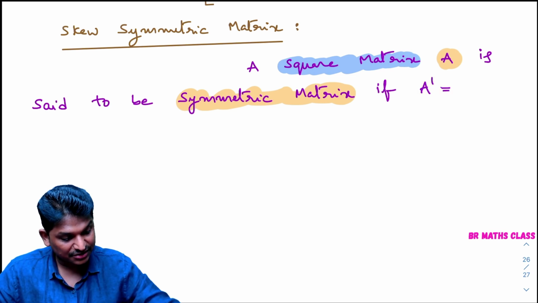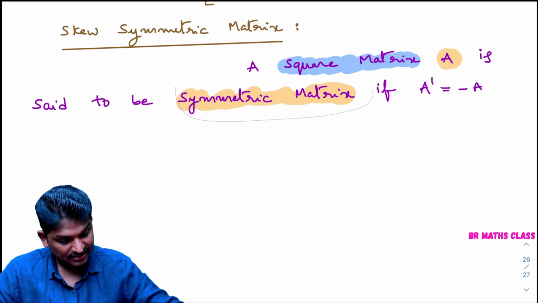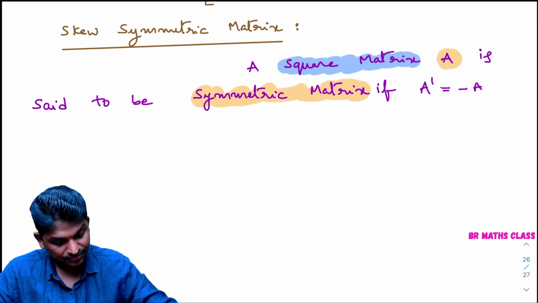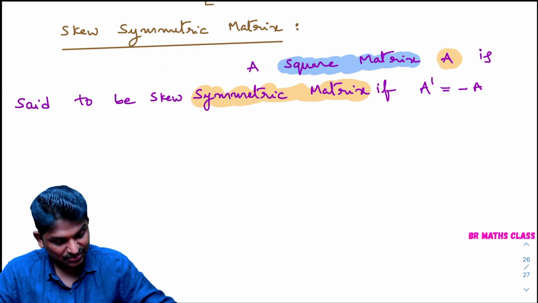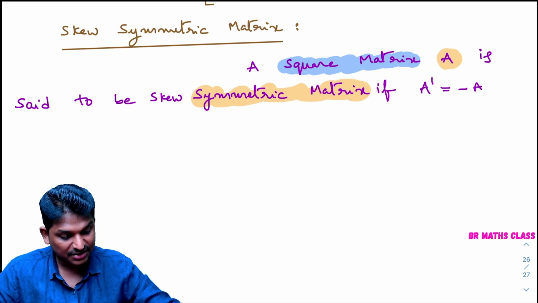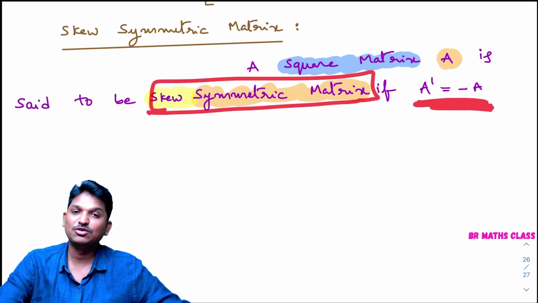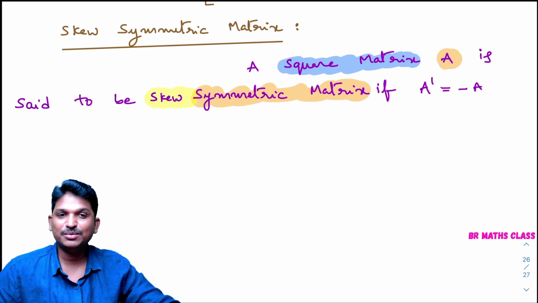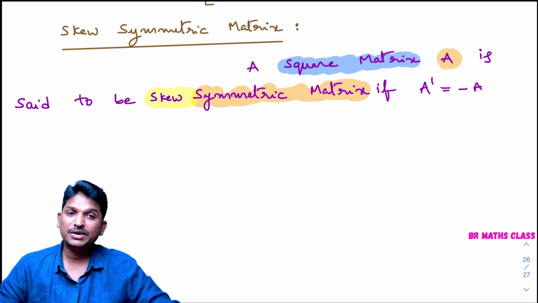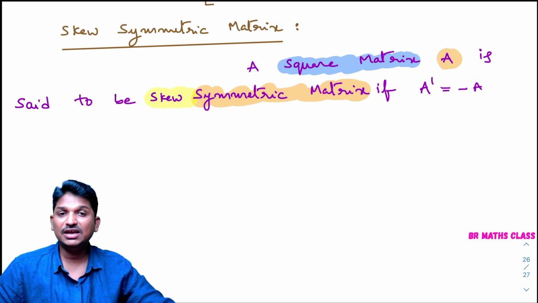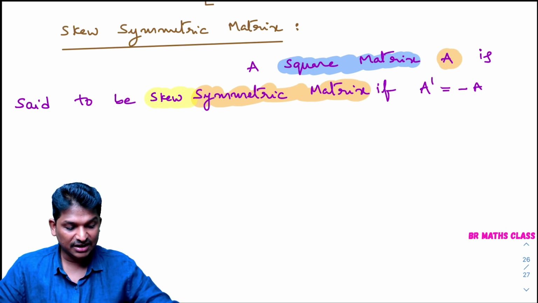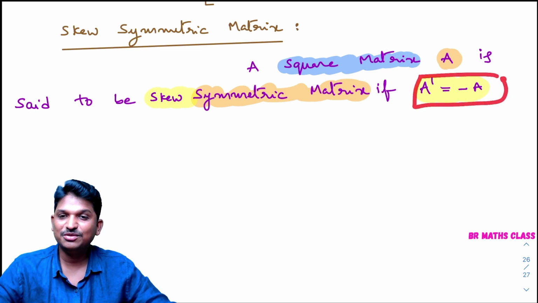A square matrix A is said to be skew symmetric matrix if A transpose equal to minus A, right? The definition is similar. Symmetric matrix, skew symmetric matrix, it is easy. When we say a square matrix A is symmetric, it is when A transpose equal to A. When we say a square matrix is skew symmetric, it is when A transpose equal to minus A.